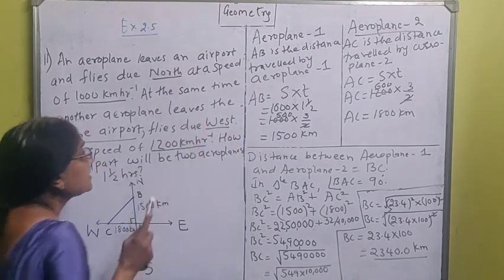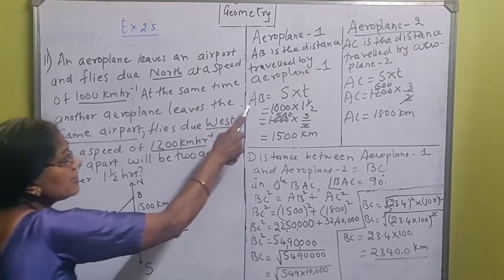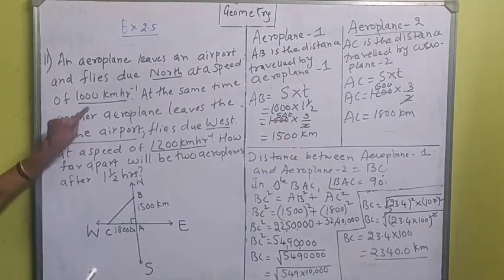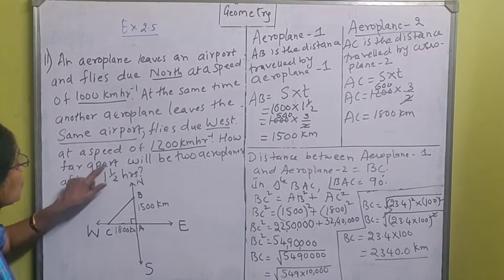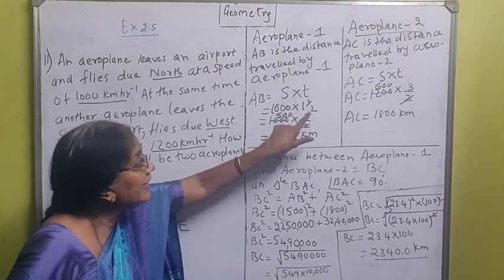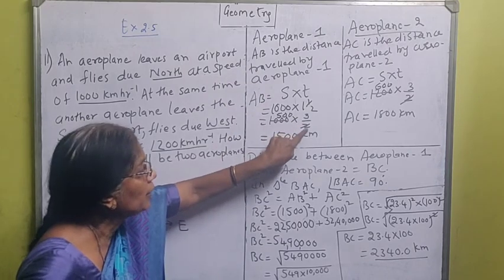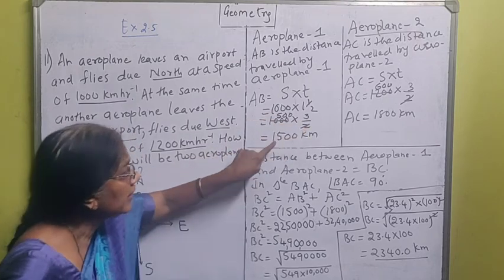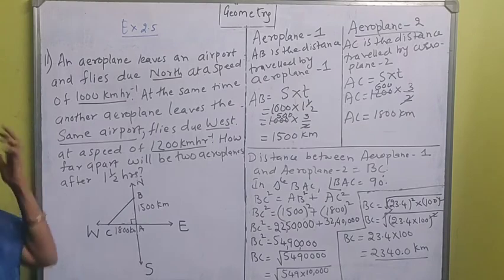For aeroplane 1, AB is the distance travelled. Speed is equal to distance by time, so the distance travelled is equal to speed into time. So AB is equal to speed into time. Speed is given as 1000, so we wrote 1000. And time is given as 1.5, which is a mixed fraction, so we converted it into an improper fraction. We got 3/2. 2 and 1000 can be cancelled. It became 500. 500 into 3 is 1500 kilometers. So AB we got as 1500 kilometers.